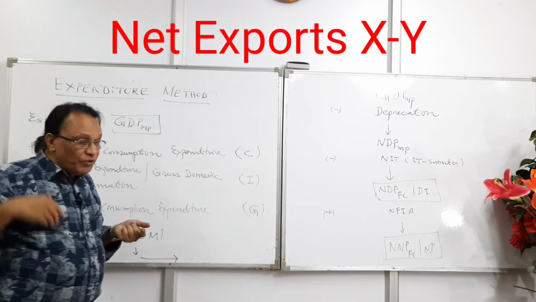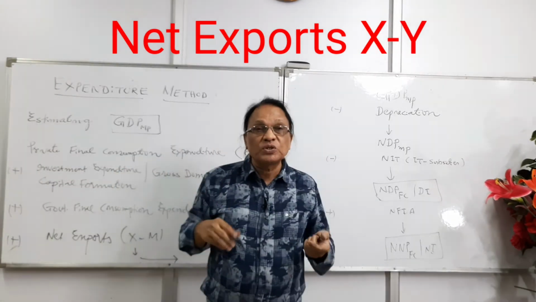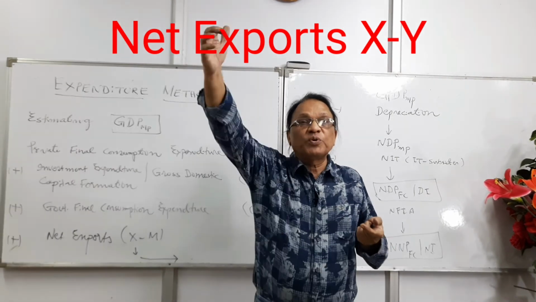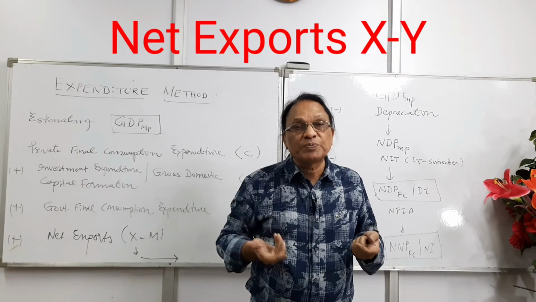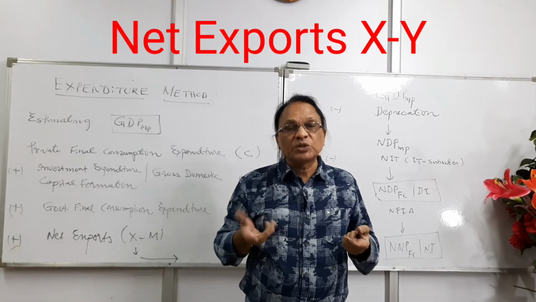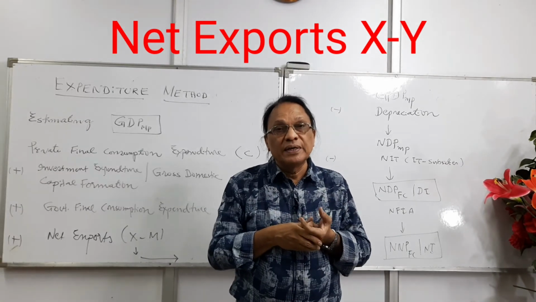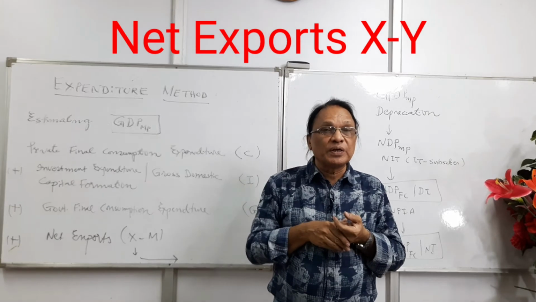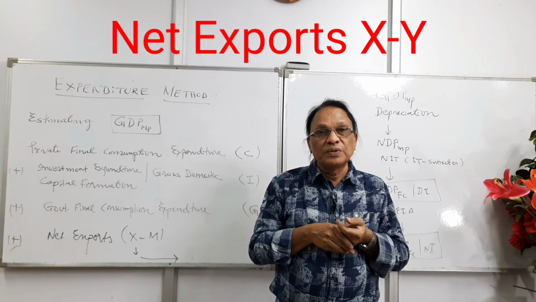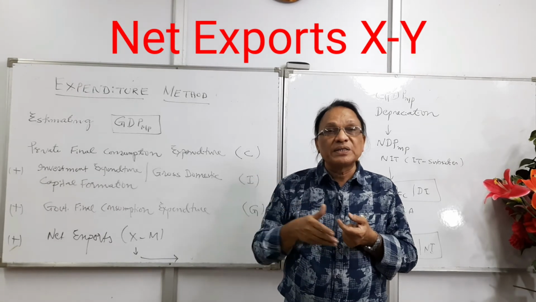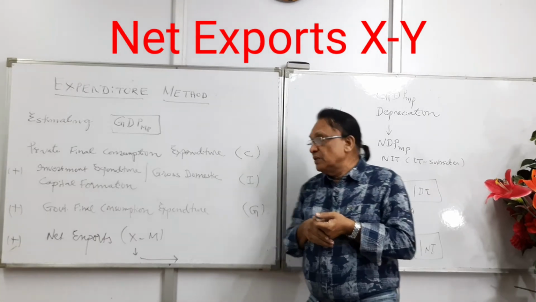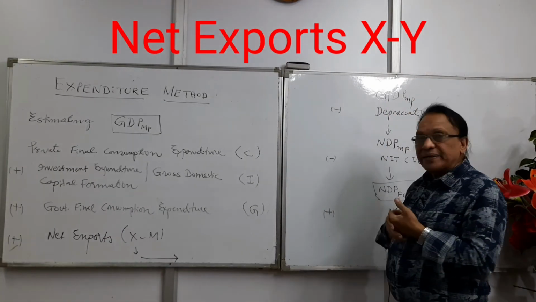When we export, we get it. That's why we write it as net exports. Net exports is exports minus imports. When you export, we are getting money. When you import, you are spending money. So we take the difference, net exports, that we write in economics as X minus M. X stands for exports, M stands for imports. So C plus I plus G plus X minus M will give you GDP at market price.